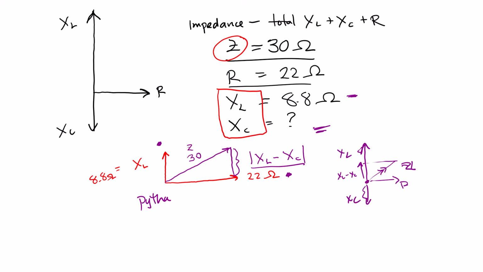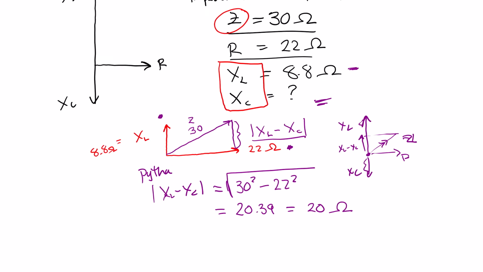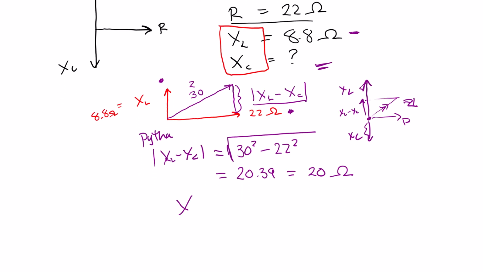We can calculate this. XL minus XC is equal to the square root of 30 squared minus 22 squared, which equals 20.39. So to two significant figures, let's call that 20 ohm. So we're going to say the difference between XL and XC is equal to 20 ohm.